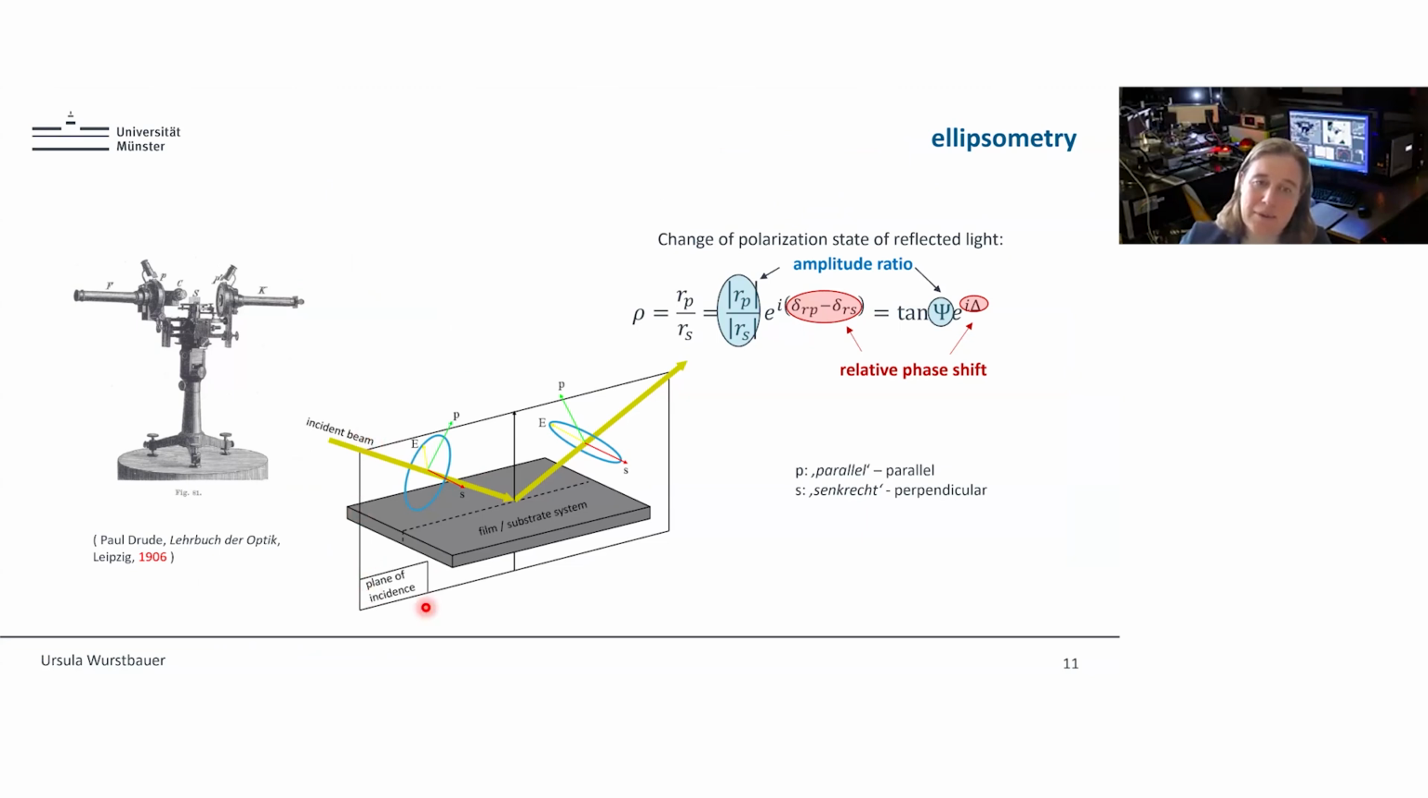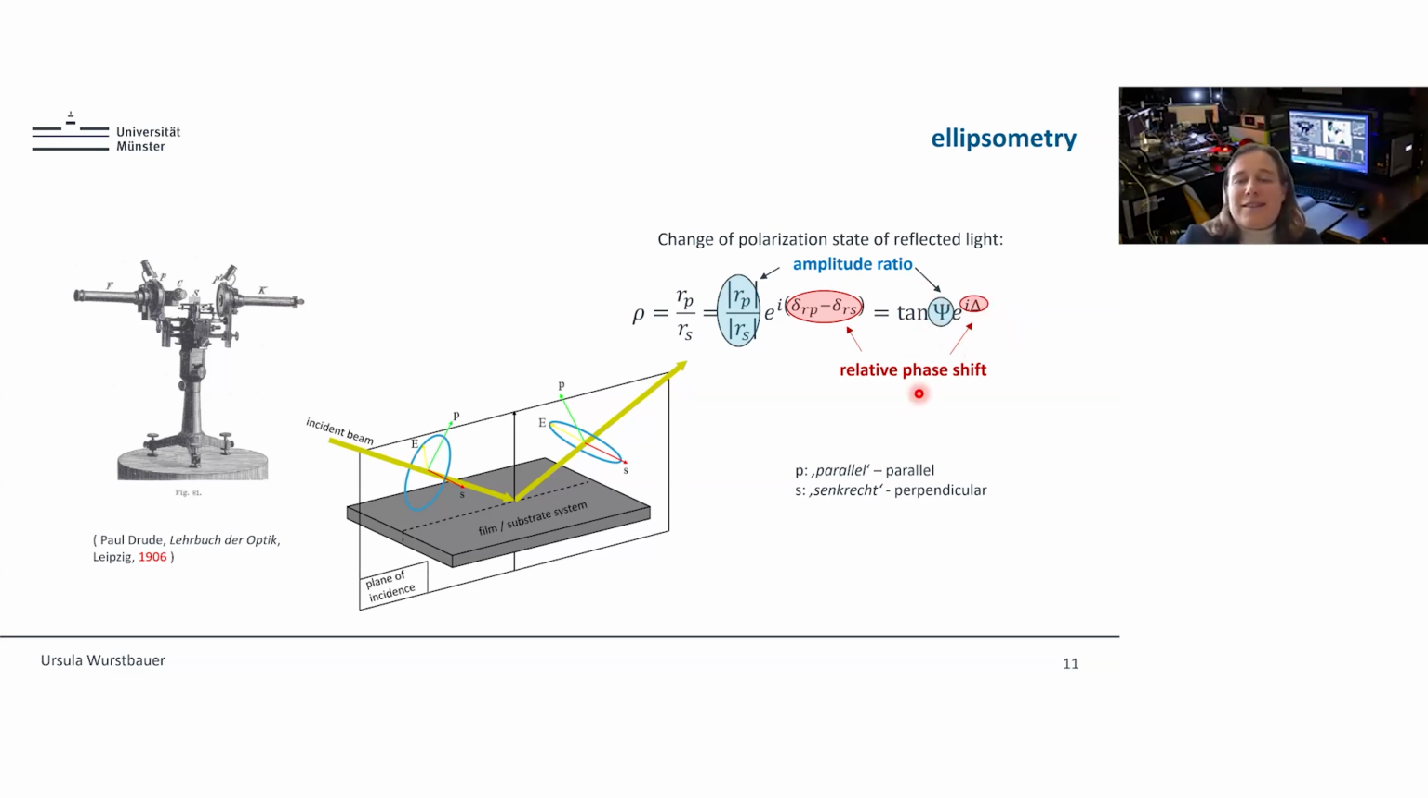That's a plane of incidence and an angle of incidence. And we then measure the change of the polarization of the reflected light. In the Jones matrix formalism, we can express the relative phase shift by the two ellipsometric angles, psi and delta, which give us exactly those properties.